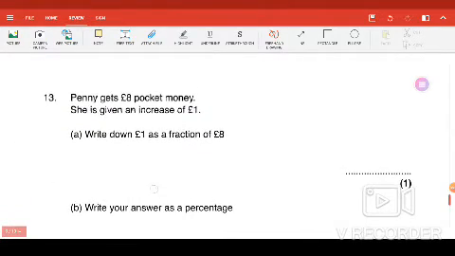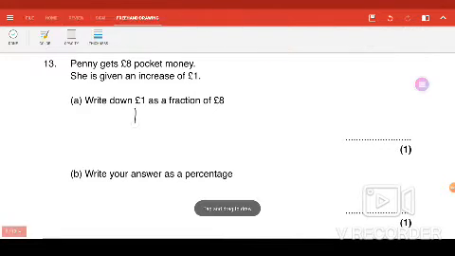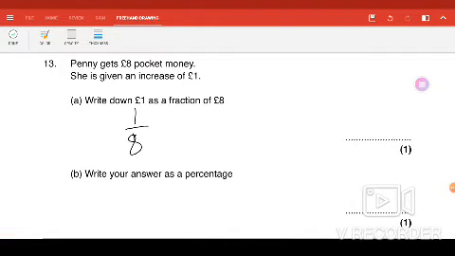The last question. Okay, write down 1 as a fraction of 8. It will be 1 over 8. To know what this is in percentage or decimal, this will be multiplied. So the answer is 1 over 8.